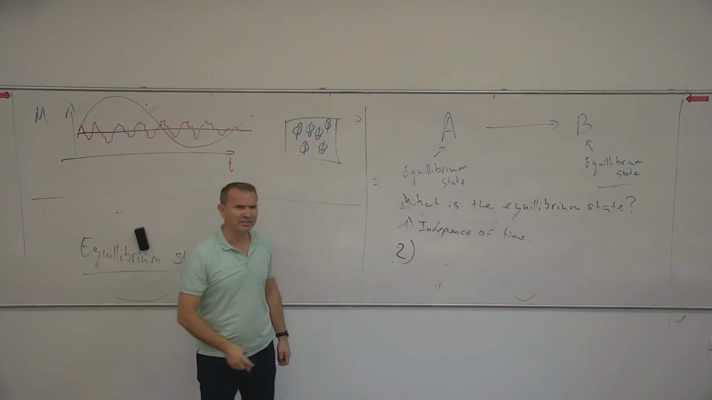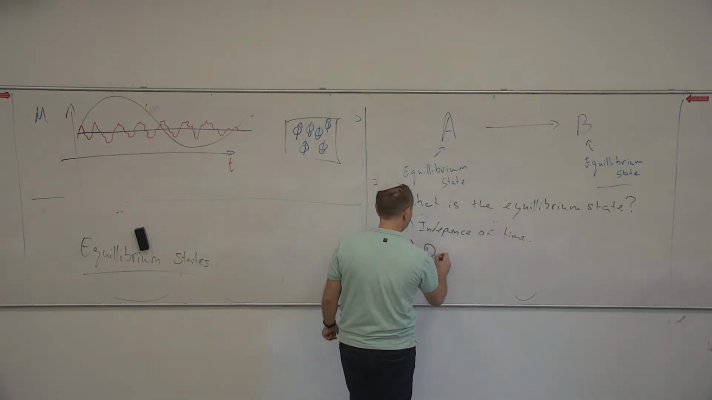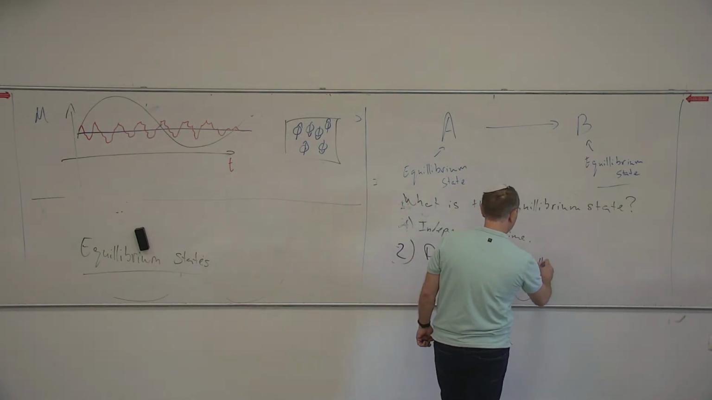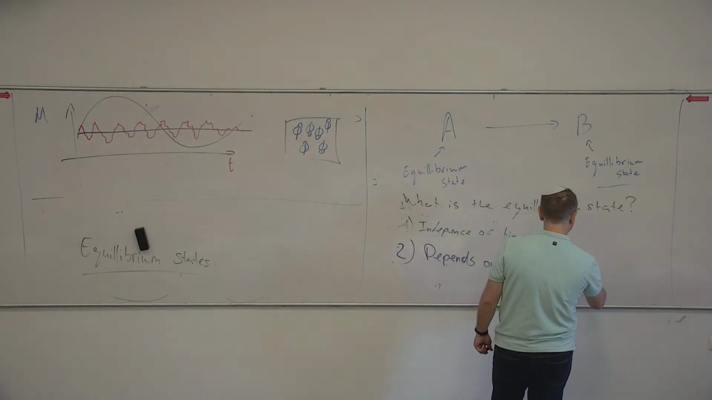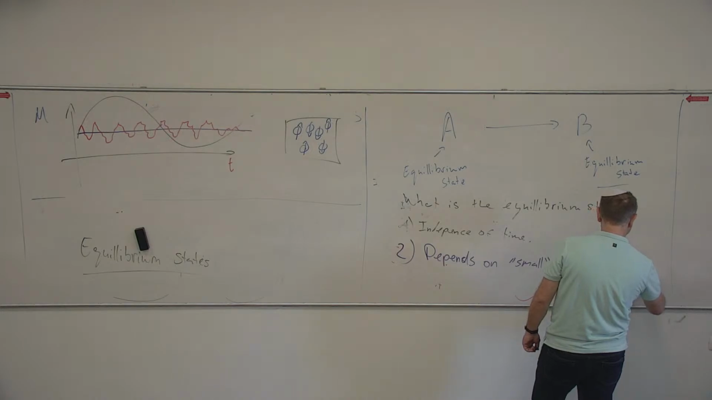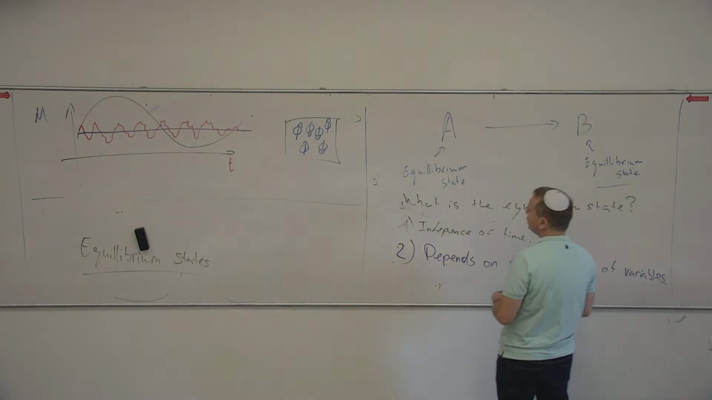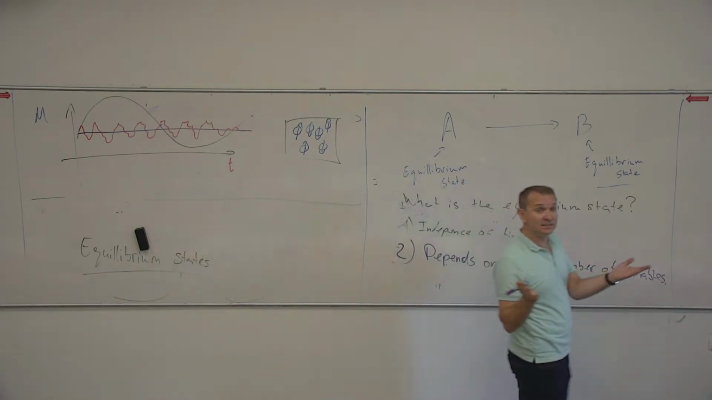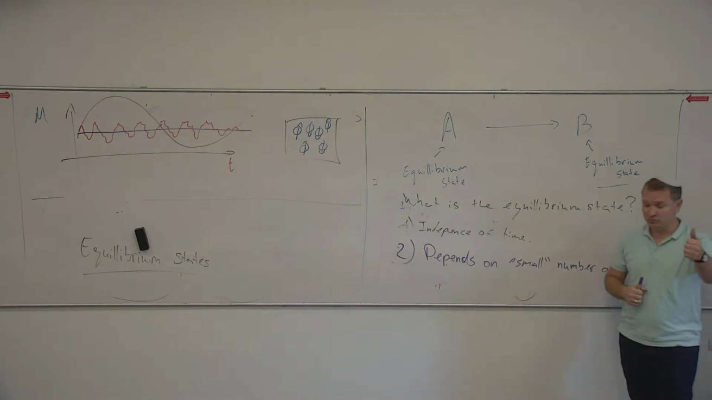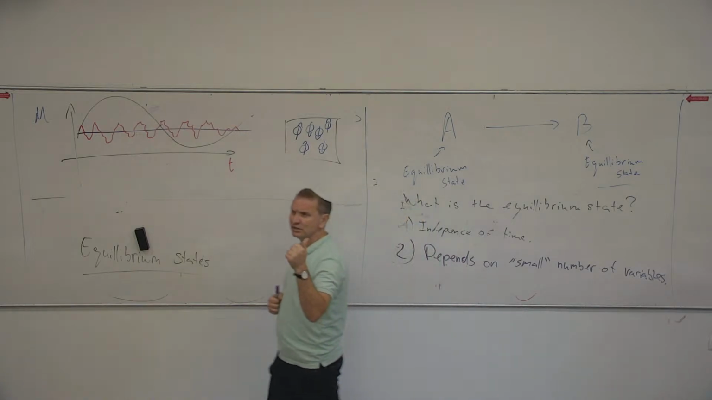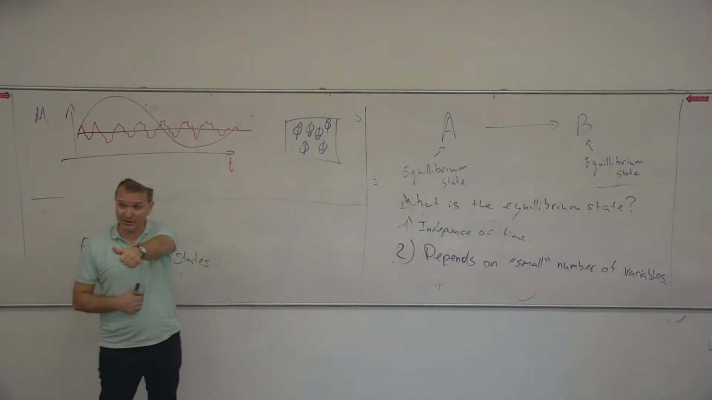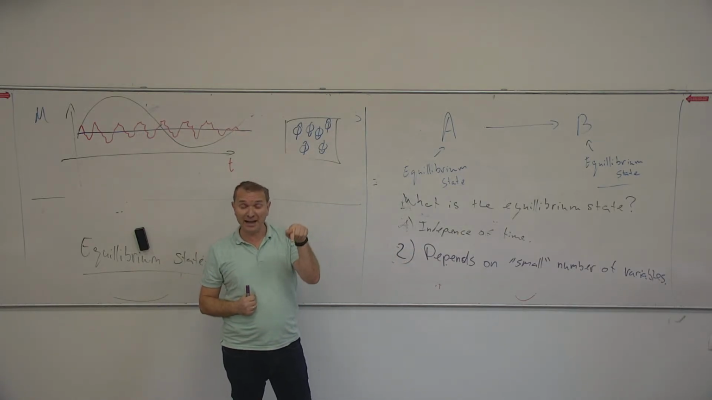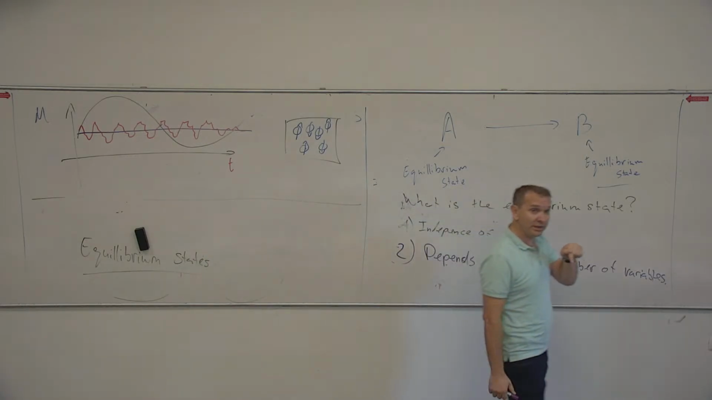Number 2, the state depends on a small number of variables. What do I mean by a small number of variables? So I described to you those generalized variables, right? For example, it was the volume of the system, it was the length of the system, it can be the number of particles inside of the system. All of those define specifically the equilibrium state.